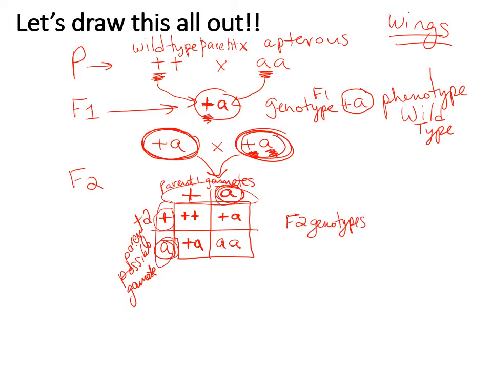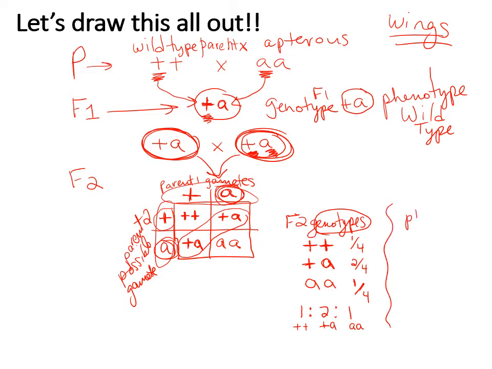You notice the first square had plus mark and plus mark. Both of these middle 2 had plus A, okay? And then the last option was AA, okay? So 1 out of the 4 were homozygous wild type. 2 out of the 4, or 1/2, was the hybrid or the heterozygous. And then 1 out of the 4 was fully apterous. Okay, so the genotype ratio was 1 to 2 to 1. And you could write the genotypes underneath to remind yourself what genotypes you're referring to.